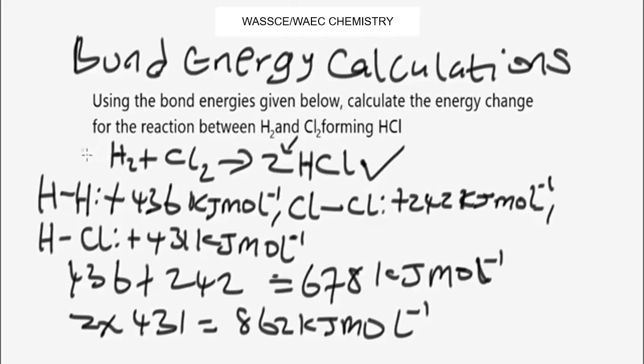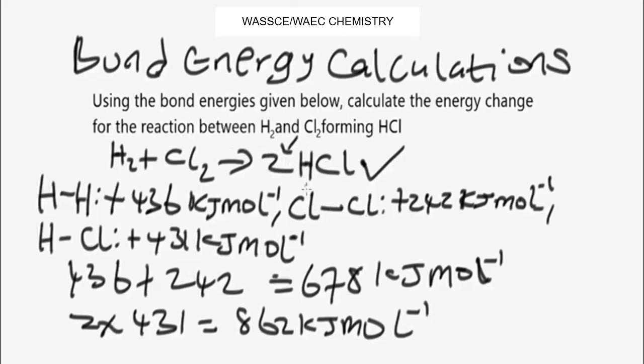Take note that you have to multiply the number of moles of the molecules with the bond energy. For hydrogen molecule here, it has 1 mole. For chlorine molecule, it also has 1 mole. So that's why we didn't multiply anything by 2. We multiply by 1, but it's invisible. But for HCl molecule, the number of moles is 2, so we multiply by 2, not 1.